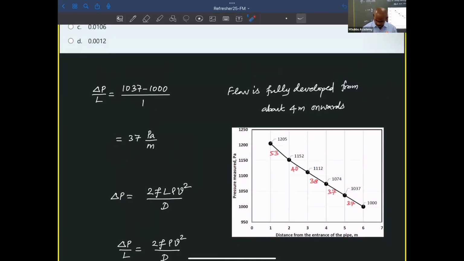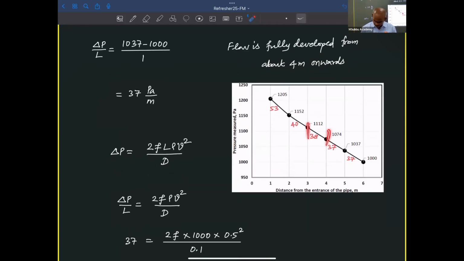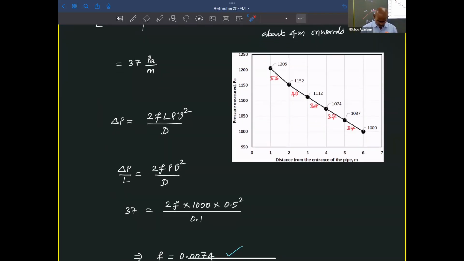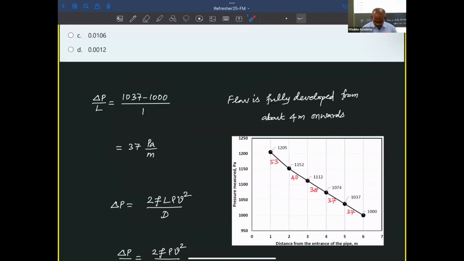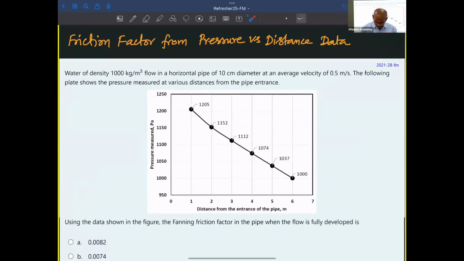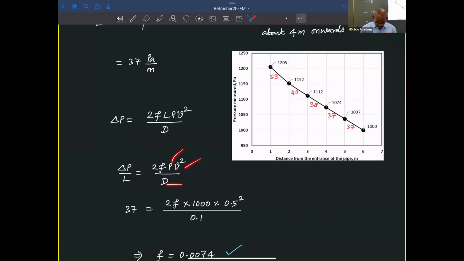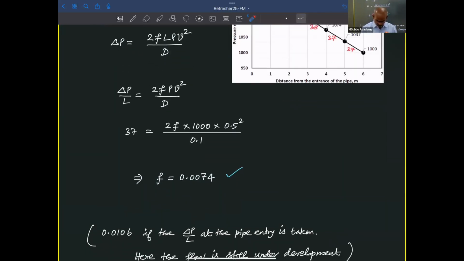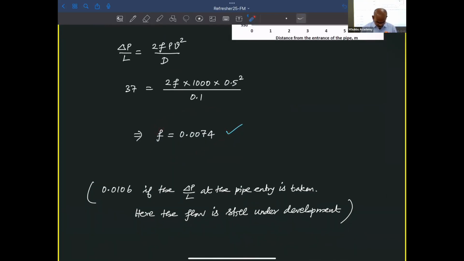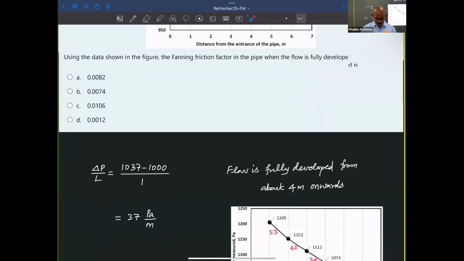So we have this delta pressure, the difference delta P. Delta P by L is available readily, and we are also given the density, velocity and diameter. So velocity, diameter and density are available, and you can easily get the F value. F is the Fanning friction factor, because in this relation, 2FL rho V squared, this F is the Fanning friction factor.